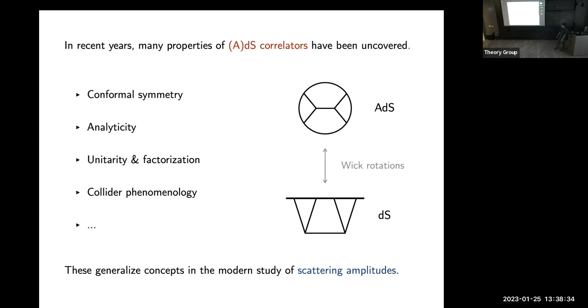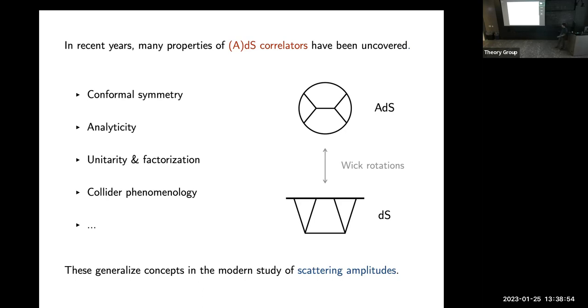But the downside of using momentum representation is that conformal symmetry of these boundary correlation functions is not manifest. So imposing conformal symmetry amounts to solving non-trivial differential equations in momentum space. And until very recently, we didn't know how to go about solving these differential constraints in momentum space systematically.